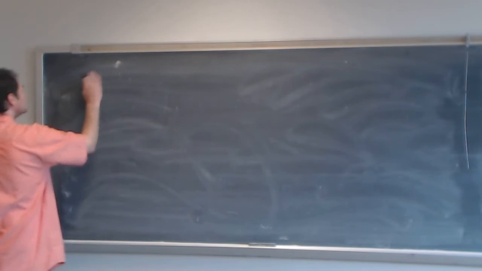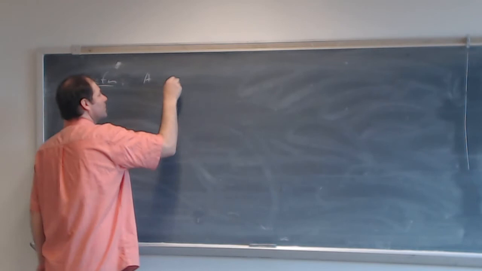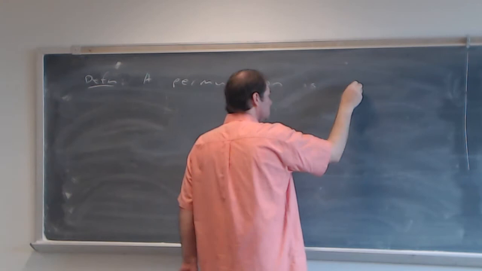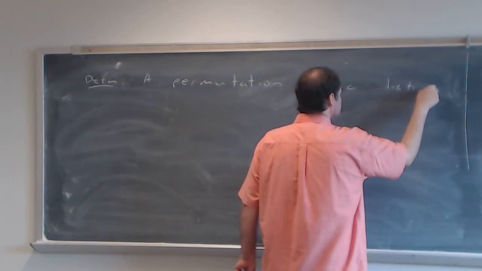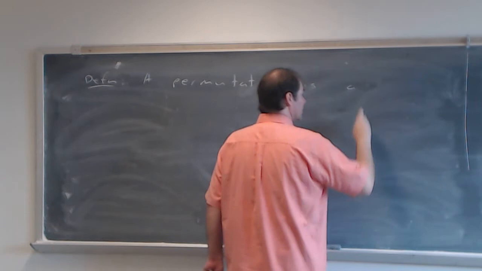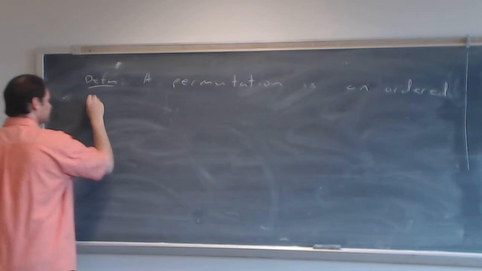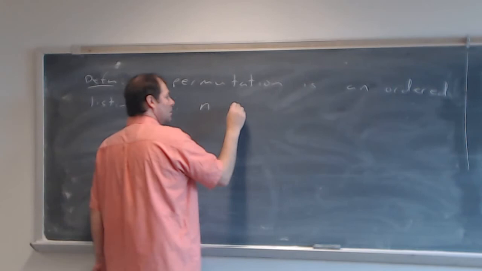Next thing I want to talk about is what a permutation is. So it's a definition. A permutation is a list. I shouldn't say a word about that. It is an ordered list. Order in which we list that of n options.